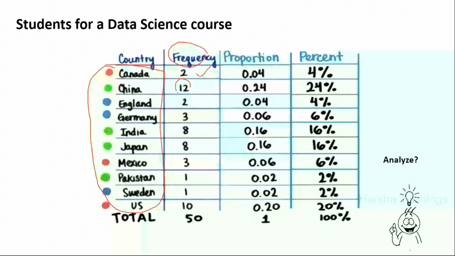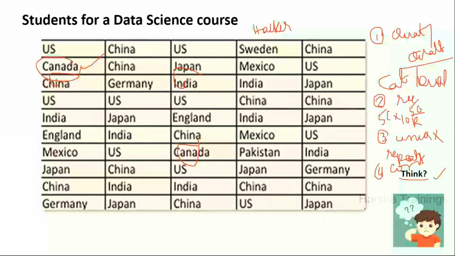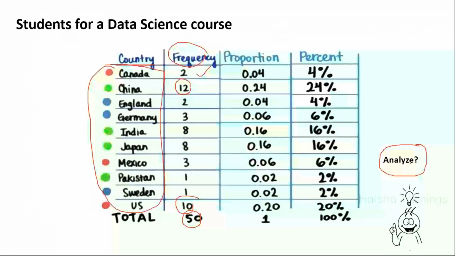Now China appears 12 times. Like this, each and every country's frequency we should note down. US has appeared 10 times. Totally I have 50 countries. Is it okay? Can you please respond? Now slowly from thinking we are moving to analyzing. In the first phase we have done some observation by thinking at the data set. Then in the second phase we are analyzing the data by using some analytics.